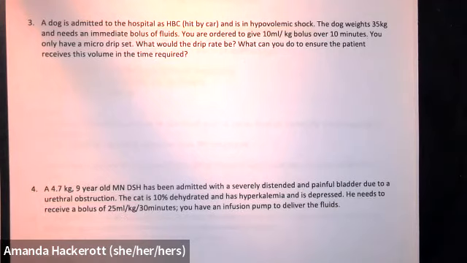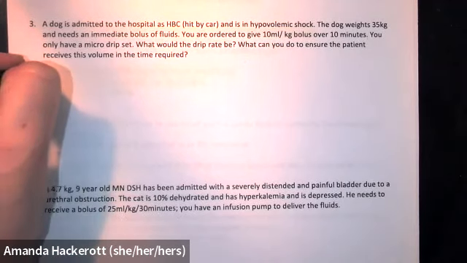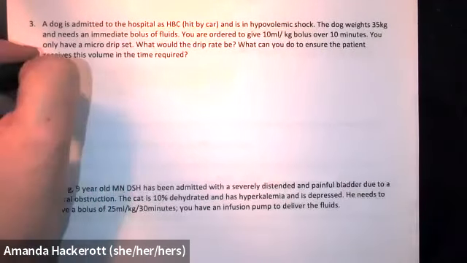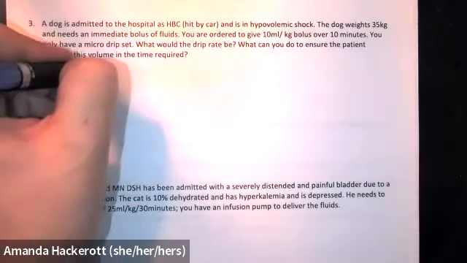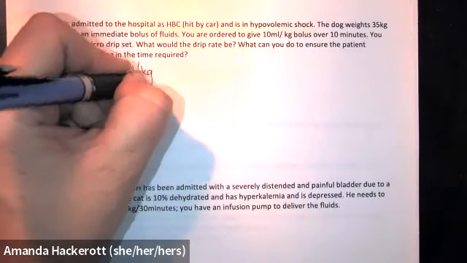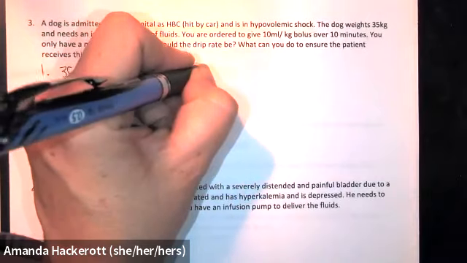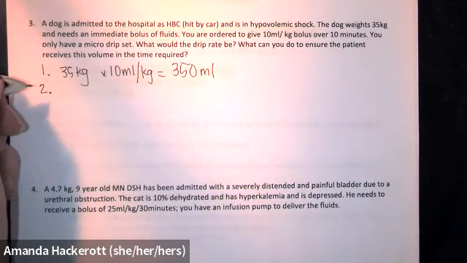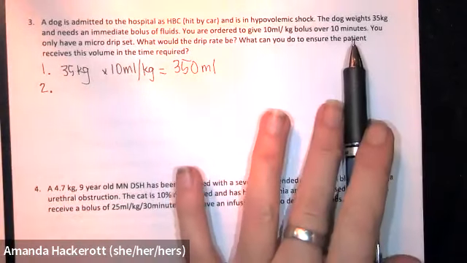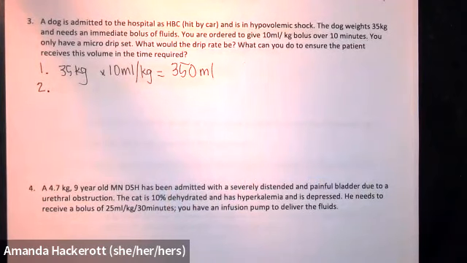Again, just take the information that we have been given. So step number 1 is to take his weight, 35 kilos, by the order that we were given, so 10 mils per kilo. Okay, and that's going to come out to 350 ml. But because that was an order in 10 minutes, we need to figure out how much of this is going to be given in an hour. Because if we did have a pump, we'd need to know what amount per hour to type in. But also without a pump in the drip set, we have to have the mil per hour.